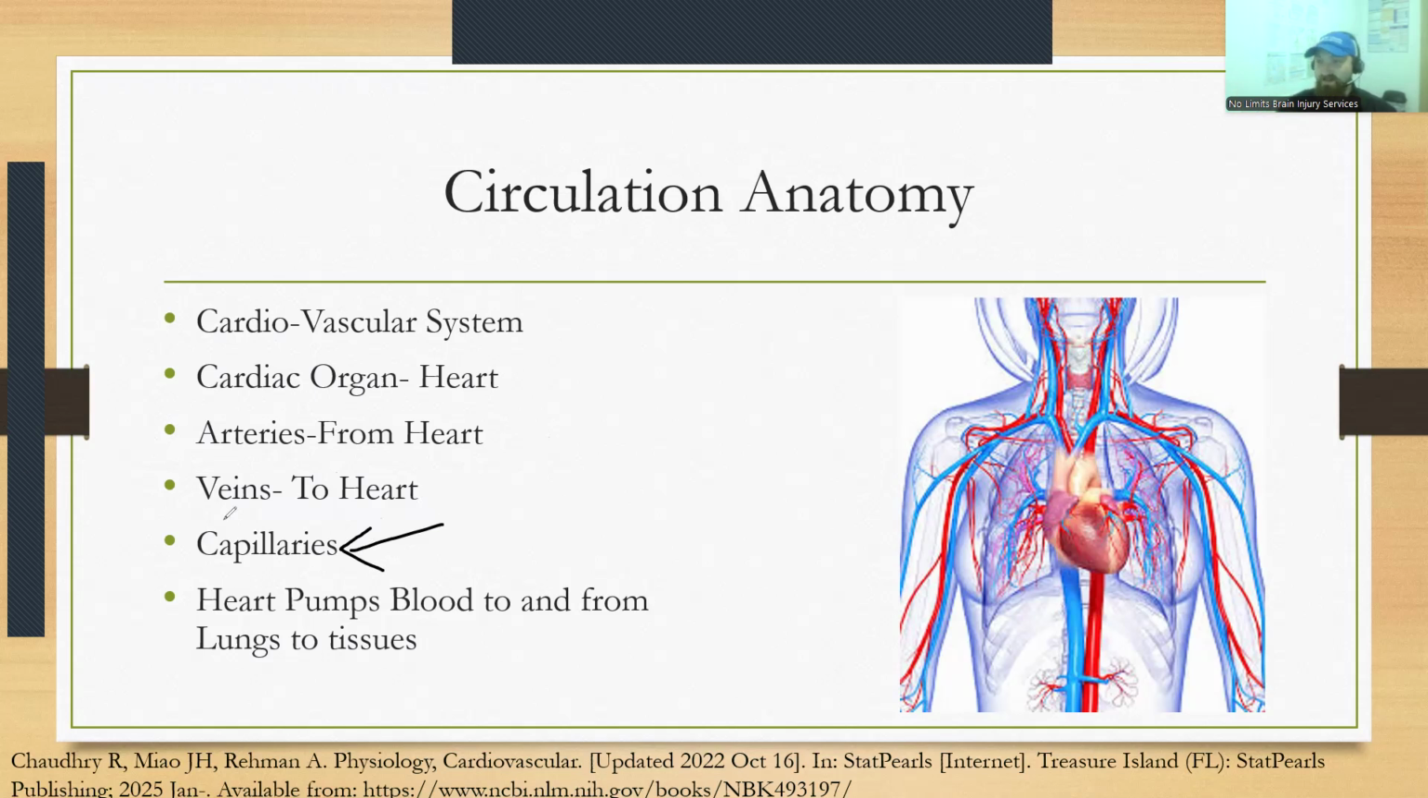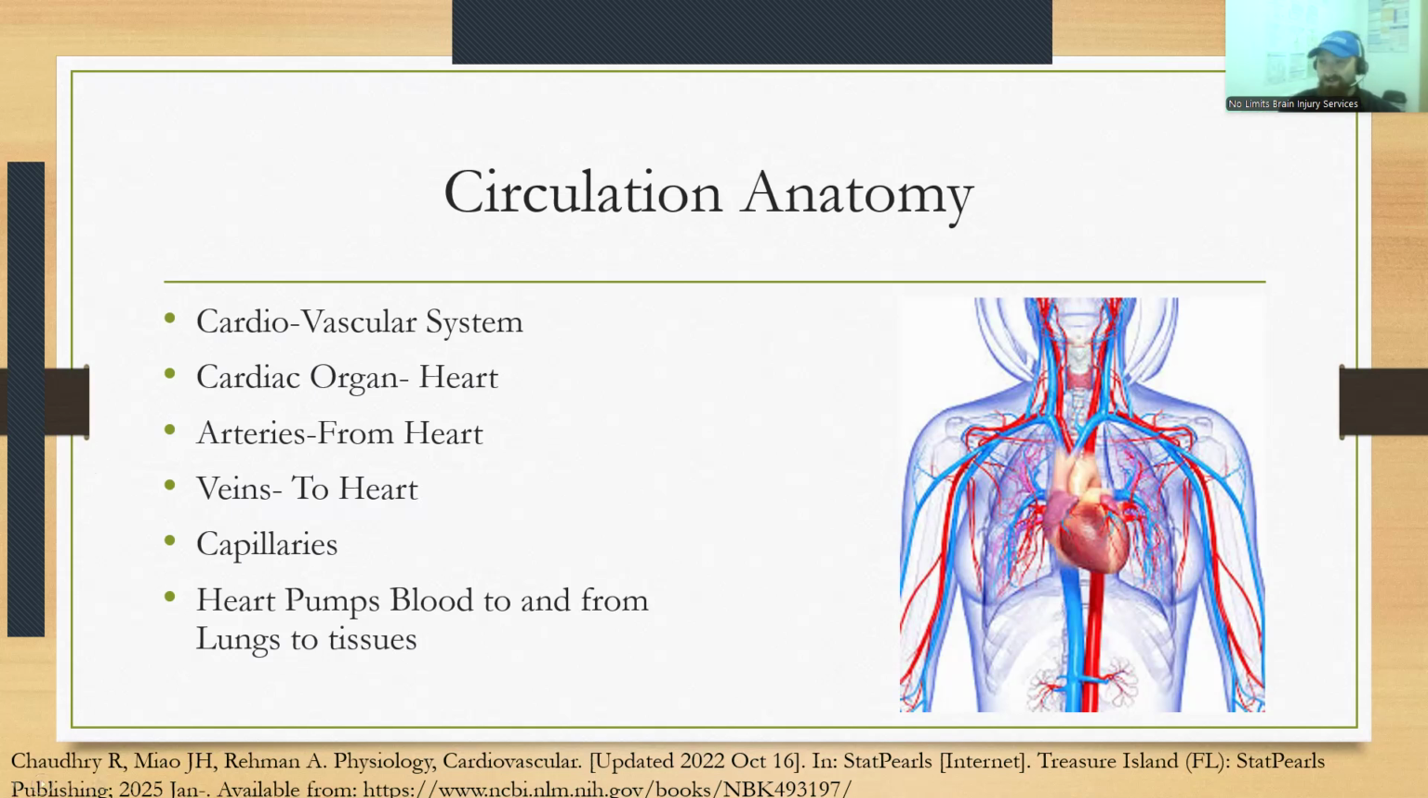And all of this needs the heart, because that is what pumps the blood to and from the lungs and to the tissues. And so this is a very basic overview. That's why in CPR they teach you a little bit about the ABCs. You want to keep the heart pumping. That way it pumps that blood that is in the system.